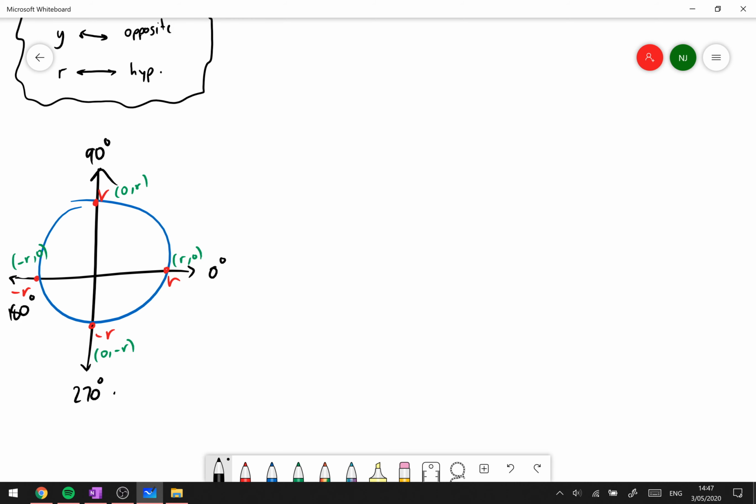Okay, so theta is 0, 90, 180, 270, and then after that it just repeats the pattern again. So this pattern basically keeps repeating. So my x at 0 degrees is just this value in here, which is r. Okay, my x at 90 degrees is 0. My x at 180 is negative r, and 0. Okay, that's all it is.